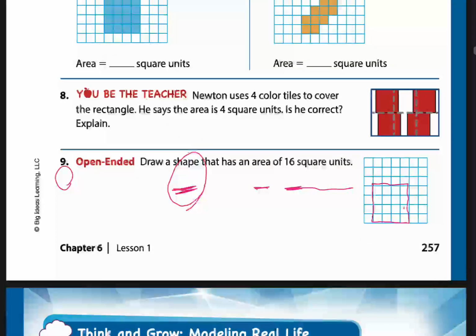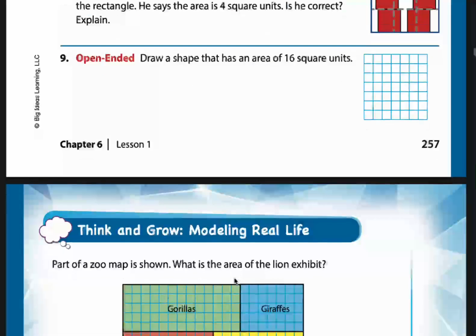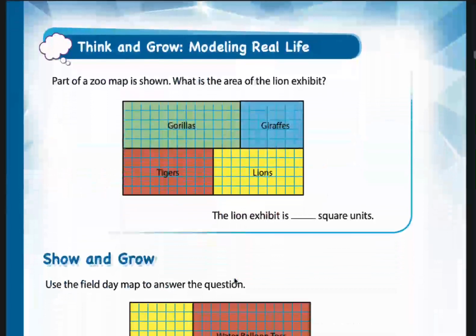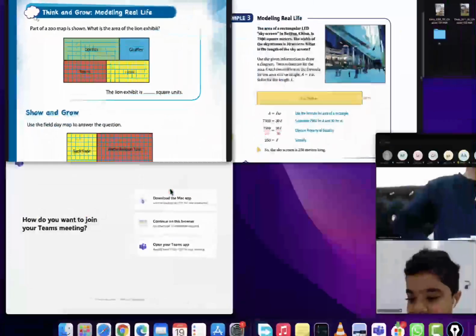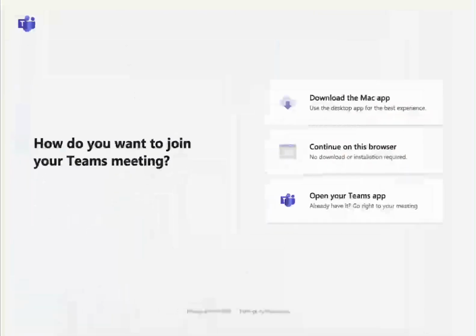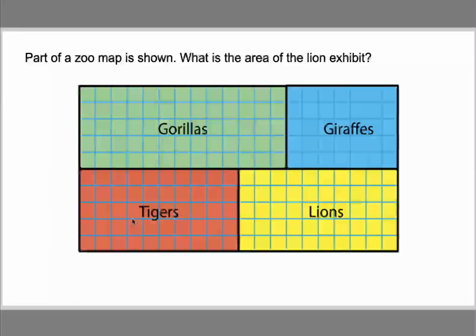Okay, my heroes, now let's move to the next page. Wow, we have a life question, life situation here, life problem. Let's see it. And for this situation, I'll use this page. Let's see. Part of a zoo map is shown. What is the area of the lion exhibit?